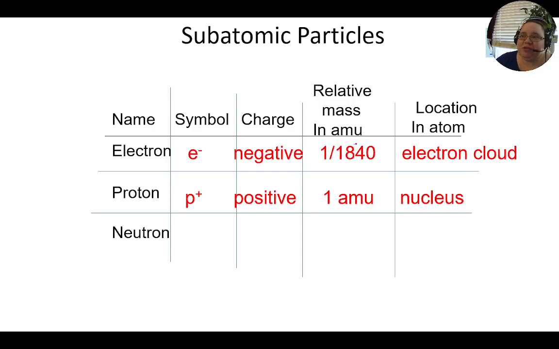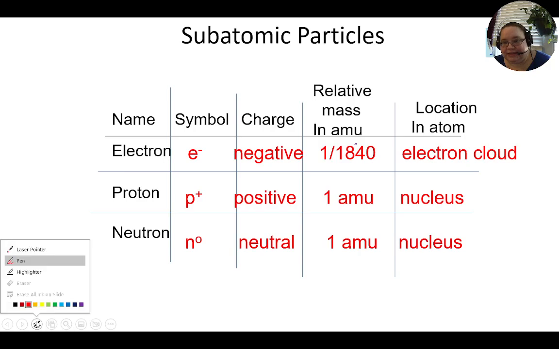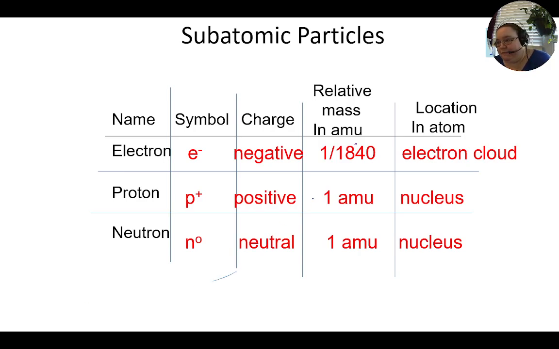Now, your protons live in the nucleus with the neutrons. Neutrons, their symbol is an n with a little zero symbol indicating that they have a neutral charge. Neutrons and protons have the same mass. They have essentially identical masses, so they are equal in mass, but only the proton has a charge. They both live in the nucleus, and then our electrons who live in the cloud have that negative charge.